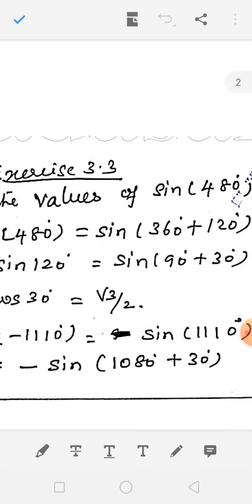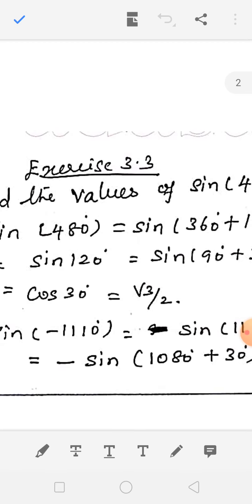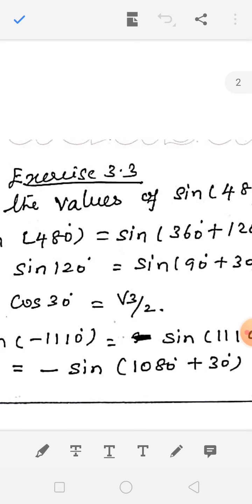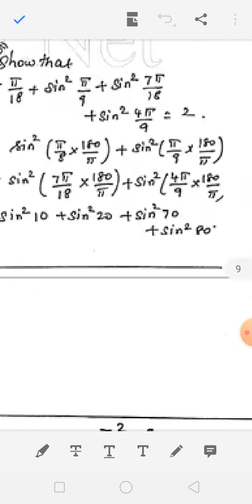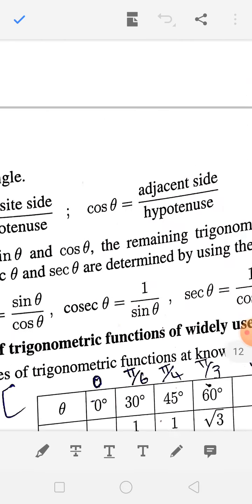Correct? So sine of 90 degree plus theta becomes cos theta. That property you should use. So sine of 90 degree plus 30 degree, I can write as cos 30 degree. Now, what is the value of cos 30 degree? Look at that. Root 3 by 2. That's it.